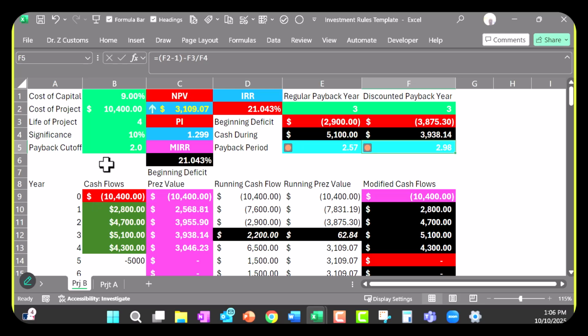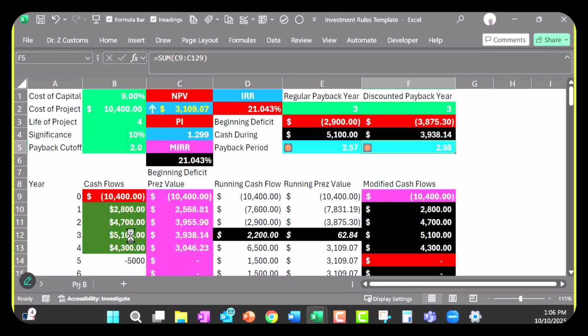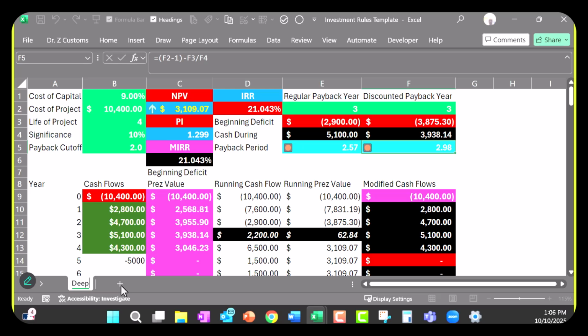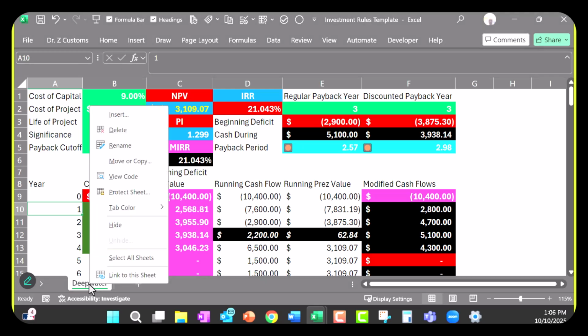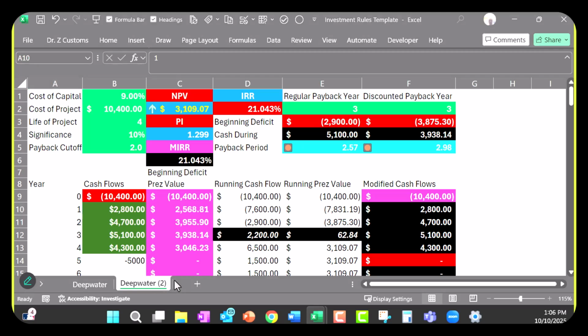I'm using the file investment rules template. Since I'm going to be comparing multiple projects, I basically made a copy of it. Let me actually delete one of these. And let's call this Deepwater. Easiest way to do it is create a copy of this, right click, move or copy, create a copy. I'm going to move it to the end, and I'm going to call this submarine.